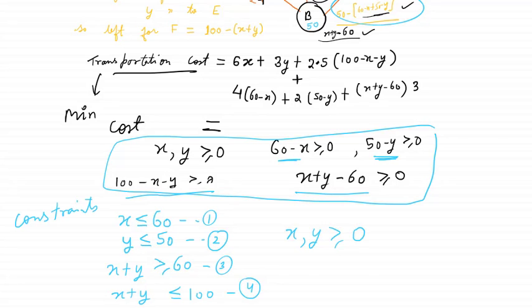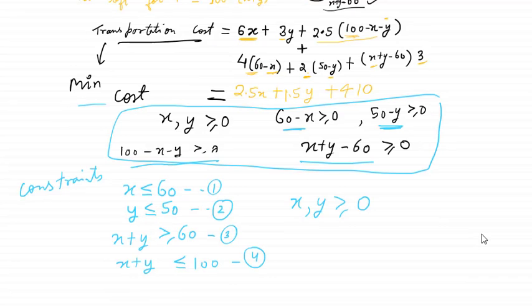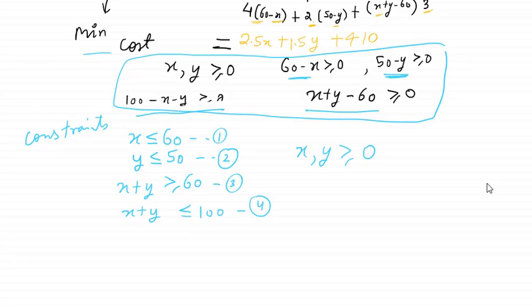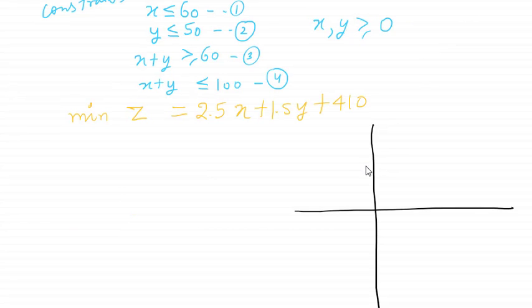Now I have to calculate this minimum cost, and then I'll write this minimum. So I'll just write this one here also. Our z is the transportation cost actually. So it is minimum z equals to 25x plus 1.5y plus 410. And now we can solve it as we used to solve.